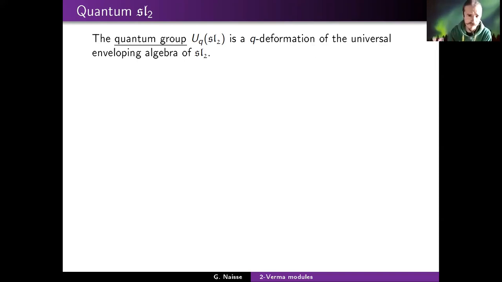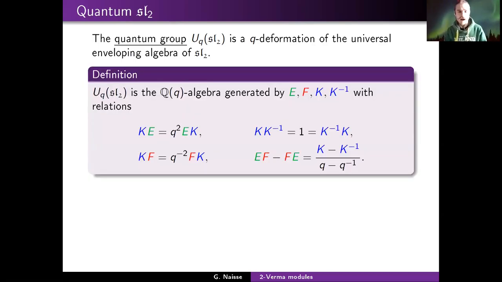And you can construct this by generators and relations. And now this quantum group is some deformation of it. So you will take some of these relations and introduce some parameter Q in order to make it a bit less symmetric. And so formally you can define this quantum SL2 as the Q-algebra. So you work with coefficients in a ring of fractions generated by these four guys, E, F, K, and K minus one, subject to the following relations that are deformations of the SL2 relations.